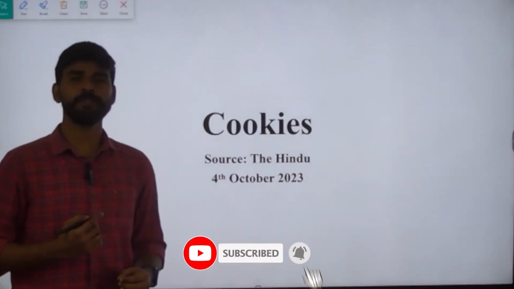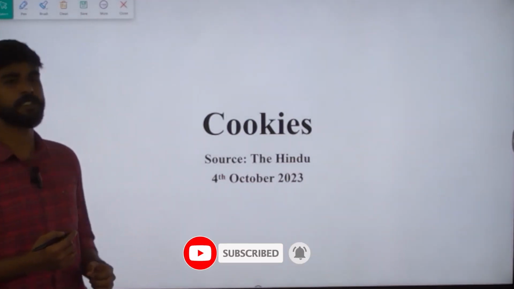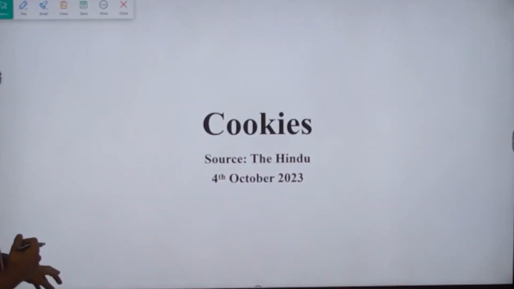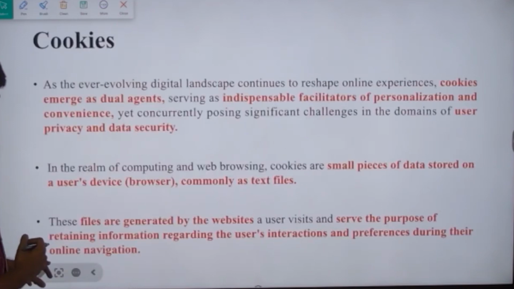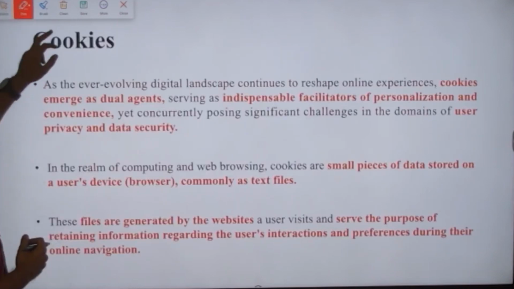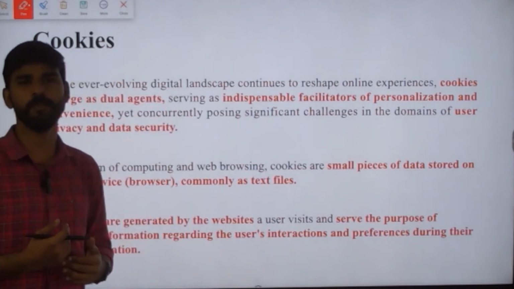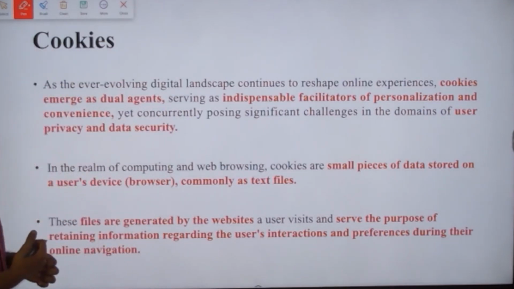The topic that we are going to discuss now is cookies. What are cookies in the web world or internet world? Let us understand that, and what are all the uses of cookies and why are cookies a problem now? Those things we need to understand.